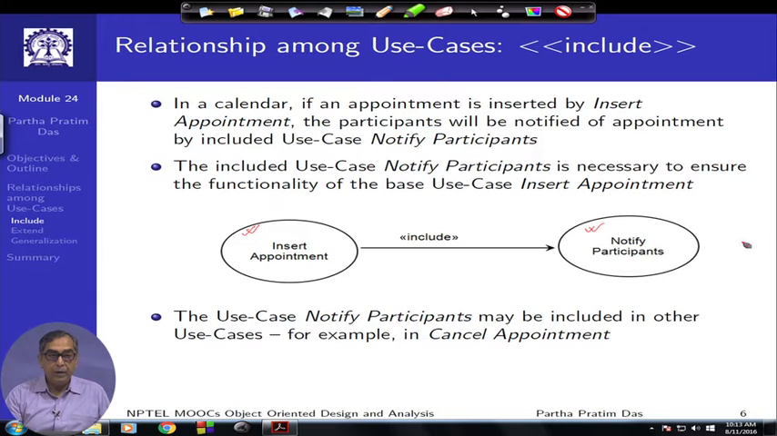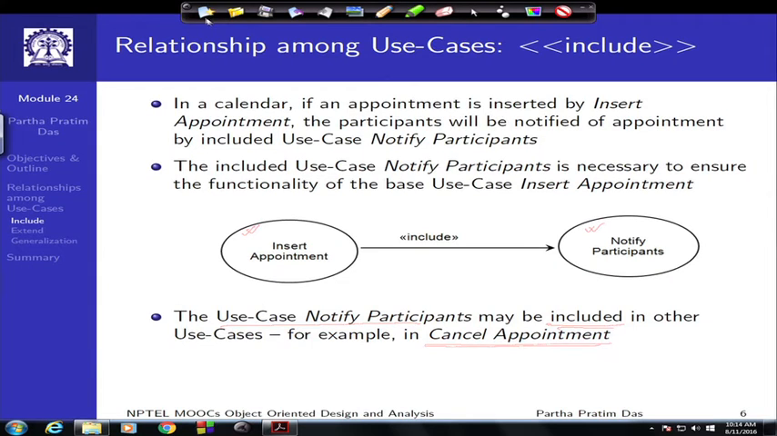Now, we may note that, like functions which can be called from multiple functions, the use case notify participant may be included in other use cases. For example, if later on I have another use case, cancel appointment, then certainly when an appointment is cancelled, the participants need to be told. So, notify participants would also be included in the cancel appointment use case.